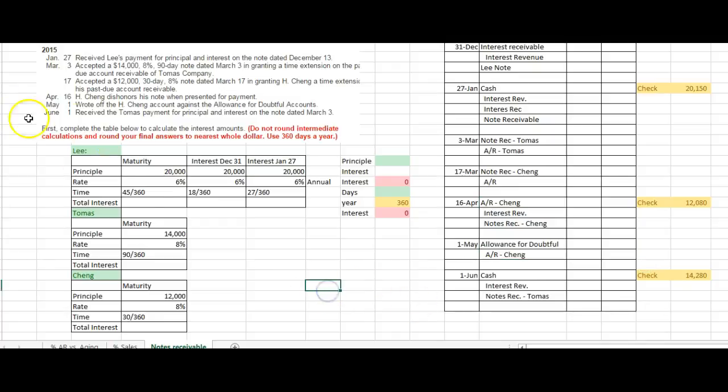And then the very last one is you receive payment from Thomas right here. And that's going to be your cash. And then you have to figure out the notes receivable and the interest revenue, which you have figured up right here. So we may have to go over this in class a little bit. Okay, so that is Chapter 7 homework. Next up is Chapter 8.